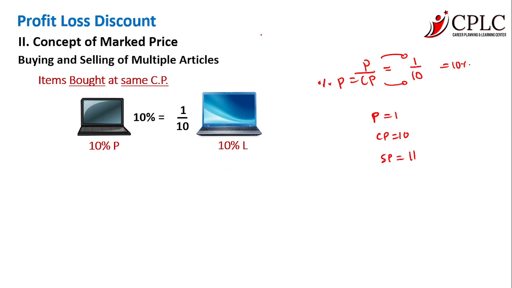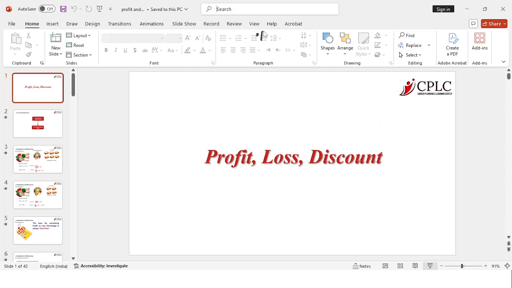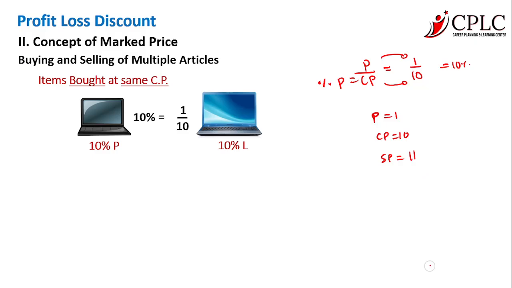Then there is loss also. So the formula for percentage loss is loss upon CP into 100, and that is also 10%, which is again 1 by 10. And because they both are losses, we can simply again compare the same thing. So we can say that cost price is 10, loss is 1.